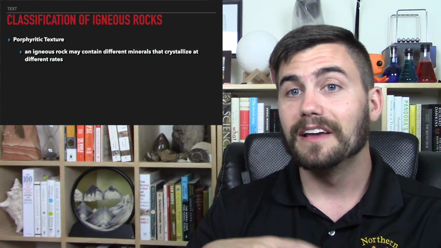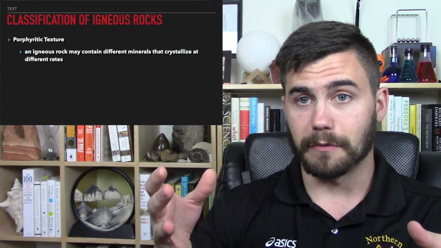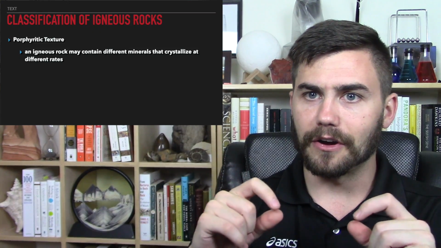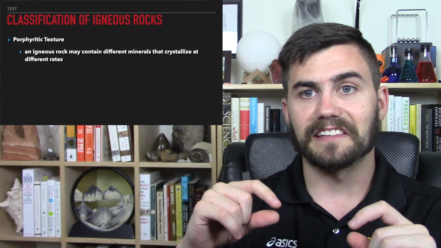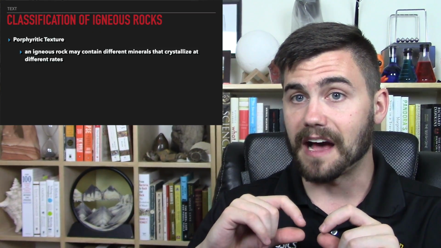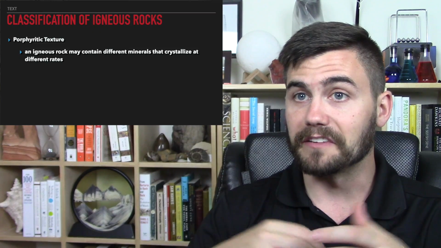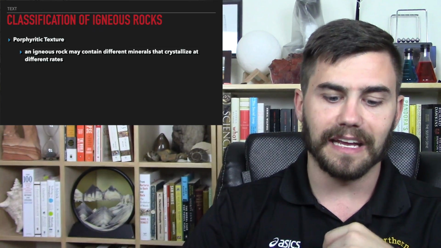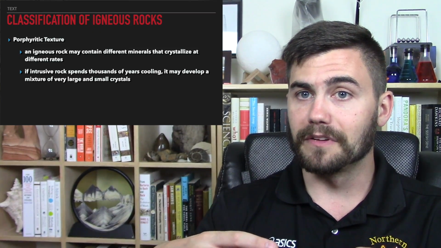The final texture, which is a really bizarre one, is porphyritic. So in the coarse-grained igneous rocks, the minerals are fairly large, they're easy to see, and they're usually very consistent. The difference in size between the different minerals is fairly uniform, but porphyritic igneous rocks have minerals of very different sizes.